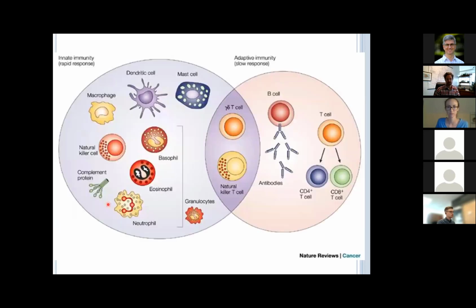This is an old review, but you see this image a lot because it's a nice quick summary of the different cell types that are involved in these different responses. And so you have this fast response that's relatively non-targeted, relatively non-specific, that involves these innate effector cells like macrophages, dendritic cells, and natural killer cells, and then these other granulocytic cells: basophils, eosinophils, and neutrophils.